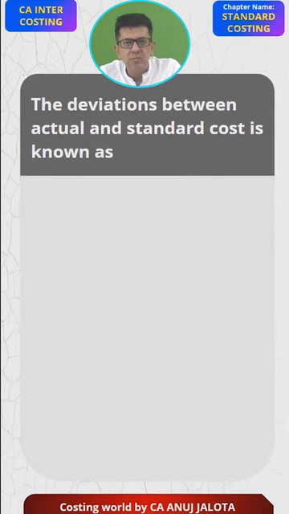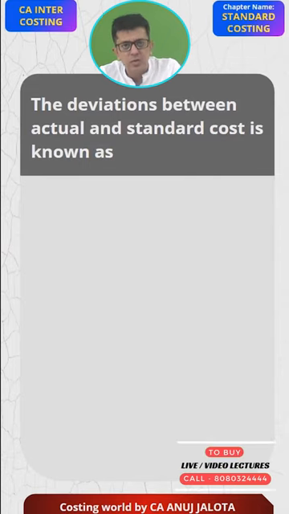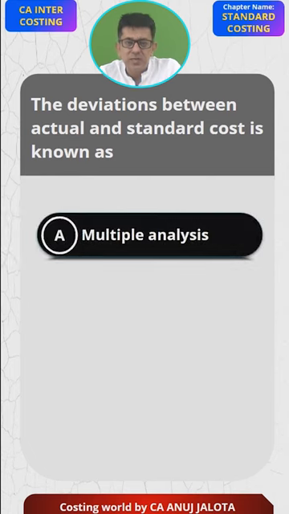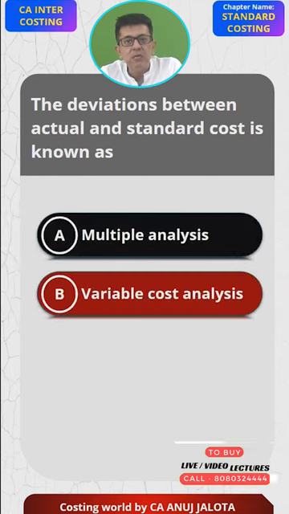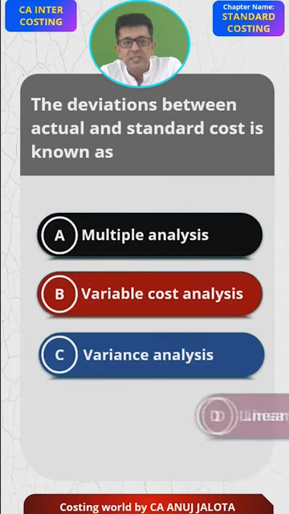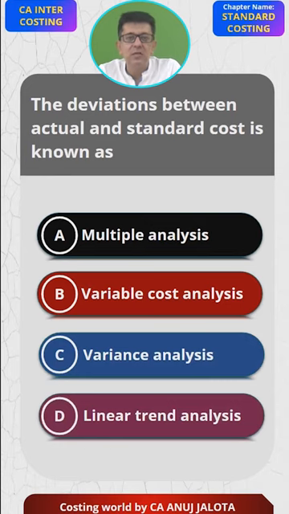The deviation between actual and standard cost is known as A. Multiple analysis, B. Variable cost analysis, C. Variance analysis, D. Linear trend analysis.